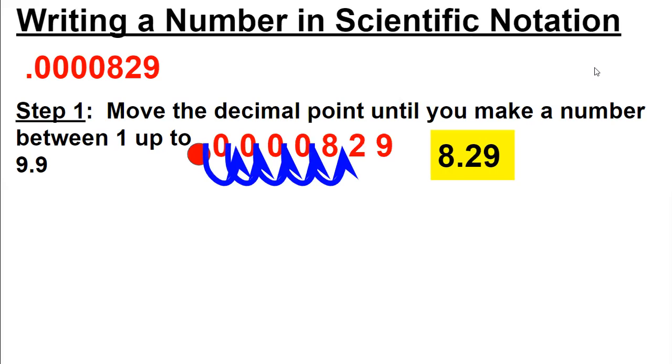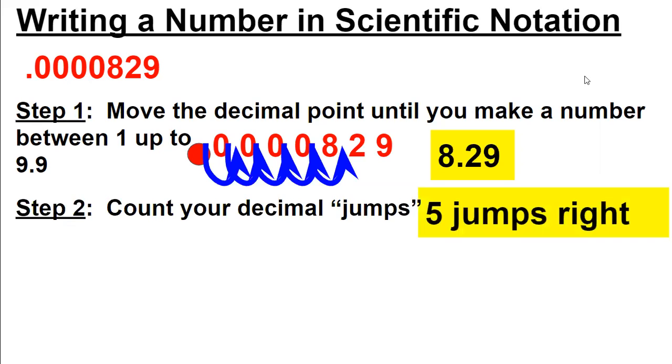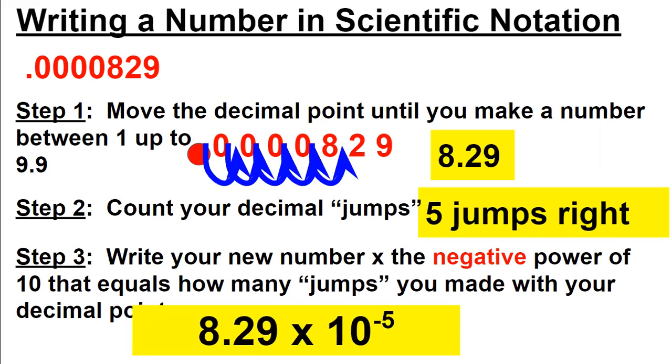What's step 2? Count your decimal jumps. We did, right? 1, 2, 3, 4, 5 decimal jumps, and they were to the right. So we know that our exponent is going to be negative. So we're going to write our new number times the negative power of 10. That equals how many jumps you made to the right. 8.29 times 10 to the negative 5.